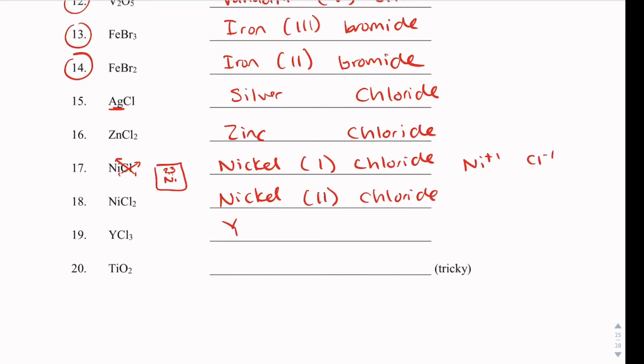This guy would be yttrium chloride. Yttrium, I know, also exists in the transition metals, but it only has a plus 3 charge, so we don't need to specify. And then 20 is really hard, and this is going to be the last one.